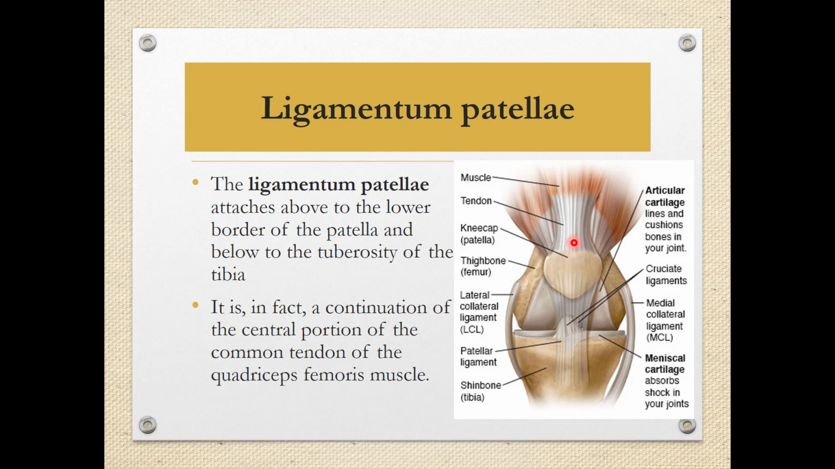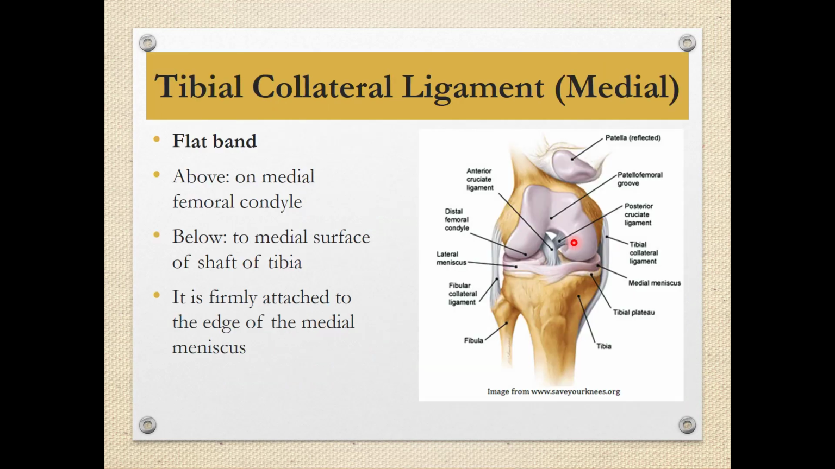This is an extracapsular ligament. Number 2 is the tibial collateral ligament, which is also called the medial collateral ligament. See here, this is a flat band. It is attached above to the medial femoral condyle. This is the femur and this is the medial side. This is the medial condyle. Below, it is attached to the medial surface of the shaft of the tibia. Here it is attached. It is firmly attached to the edge of the medial meniscus.